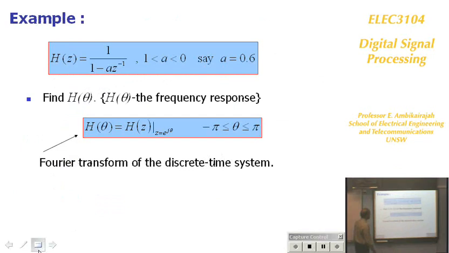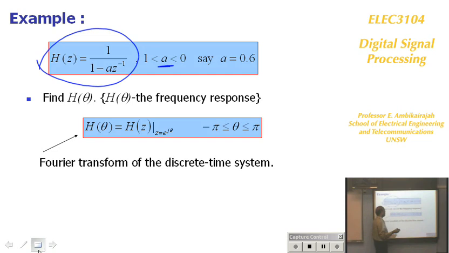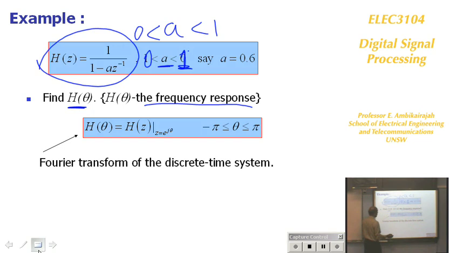Here is an example, a very good example which I am going to do, where I have been given a transform, a system has got this function. And I've been told a is less than 0... no, this is wrong, this is 0, this is 1. Typo error. a is less than 1 but greater than 0, it's given. You have been asked to find H(θ), the frequency response. So I can find H(θ) by taking H(z) and substituting z equal to e to the jθ. I'm going to do that in the next slide.